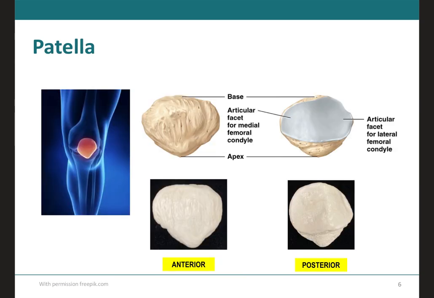With regards to the patella, there's really not much to talk about. We don't go over the bone features of the patella. You just need to know that it is a sesamoid bone. This would be the anterior view, and the smoother part would be the posterior view, which is the part that will articulate with the femur on the patellar surface.